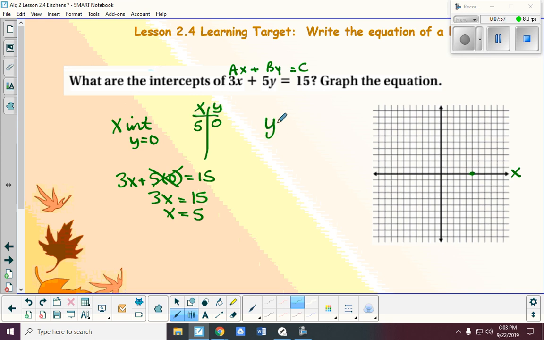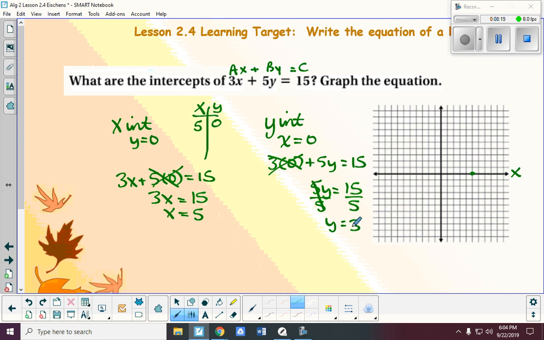And now for the y-intercept, remember we said x is equal to 0. So we'll substitute in a 0 for the x. And 3 times 0 is 0. So we have 5y equals 15. So y is equal to 3. So when x is 0, y is 3. So the y-intercept on the y-axis is 3. And now you have 2 points, and through any 2 points you can draw a line. And that is going to be the line for that equation.